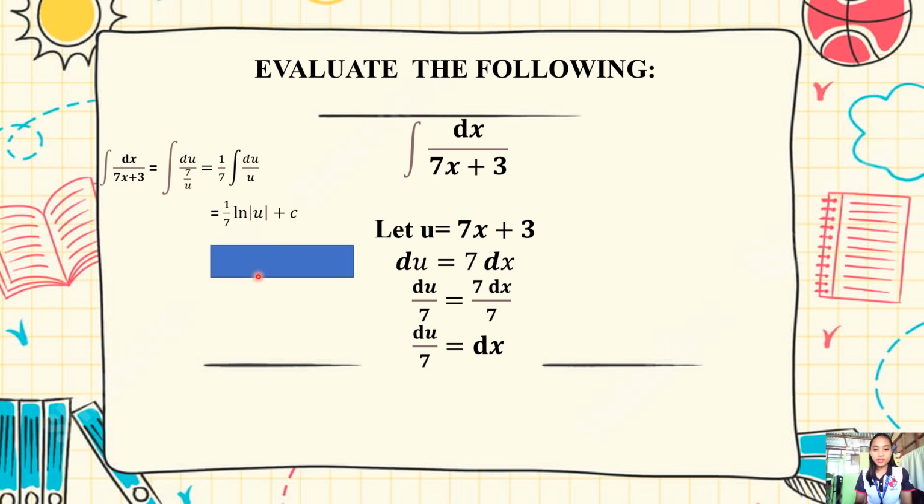So, next, let us substitute the value of u. Our answer will be 1 over 7 ln of the absolute value of 7x plus 3, plus c. It is plus c because this integral is what we call the indefinite integral.